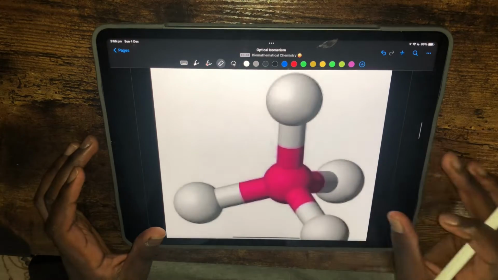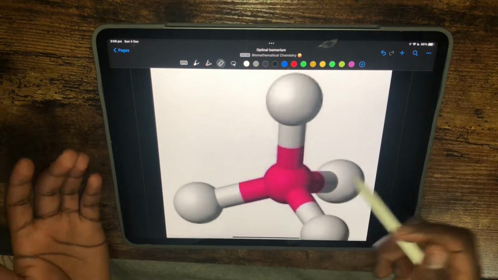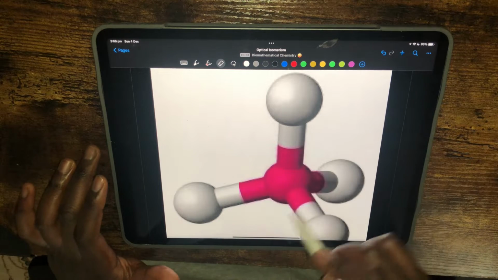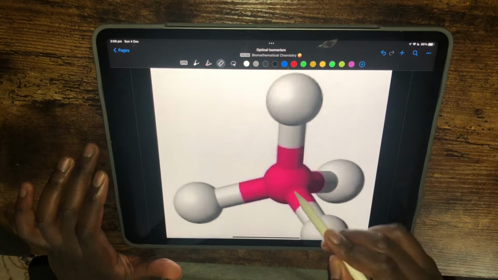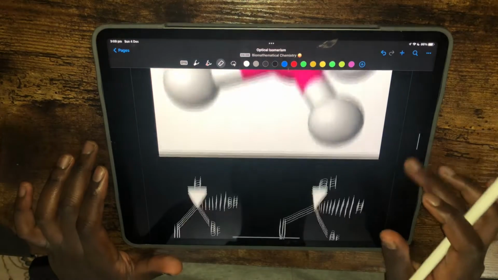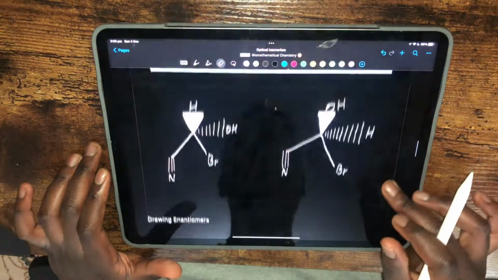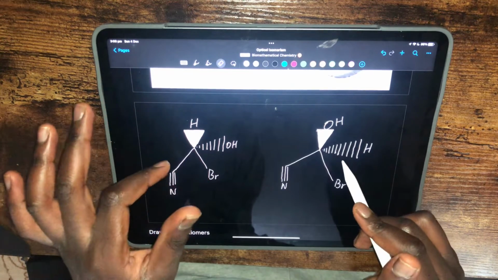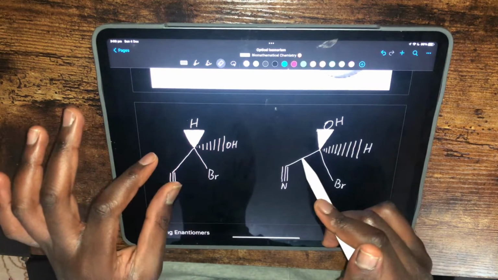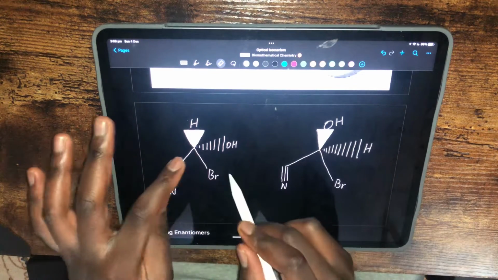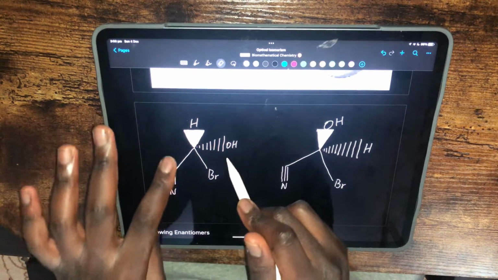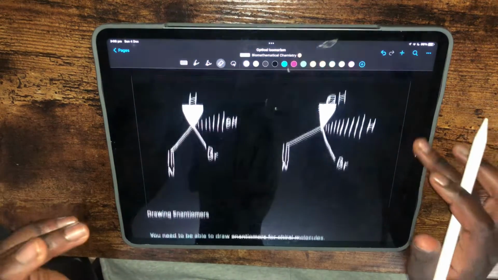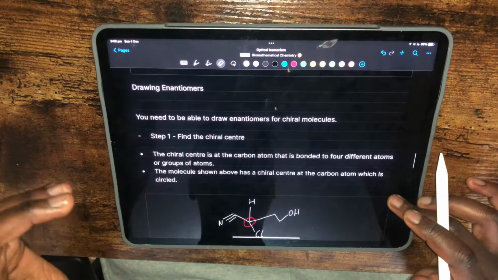But for this compound here, this clearly isn't a chiral compound. It has four of the same groups attached to one carbon atom, right? But it's understanding that they're oriented, they're flipped, but not flipped in a sense that they can be flipped back. They're permanently flipped in this way, so that they show you that they're actually different compounds. All right, so drawing enantiomers.